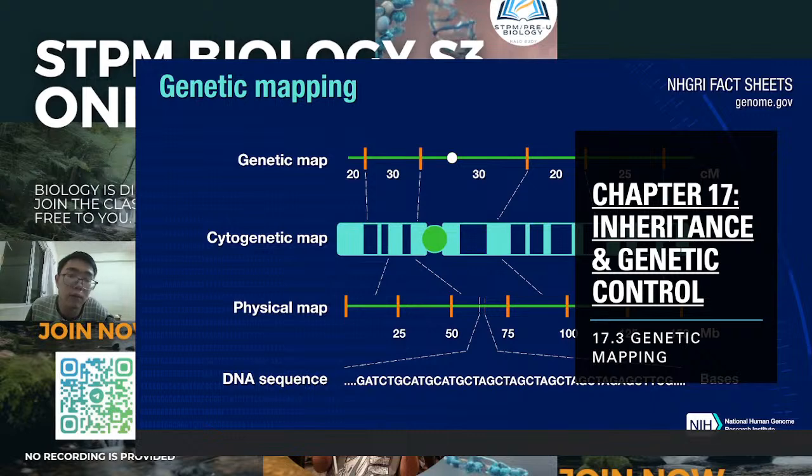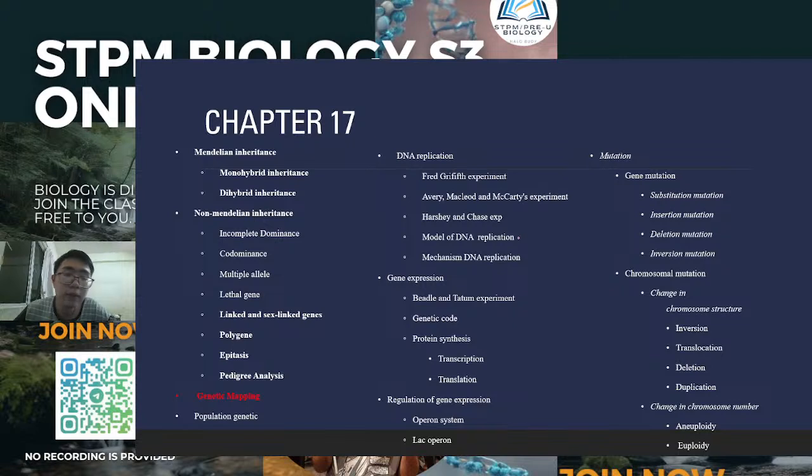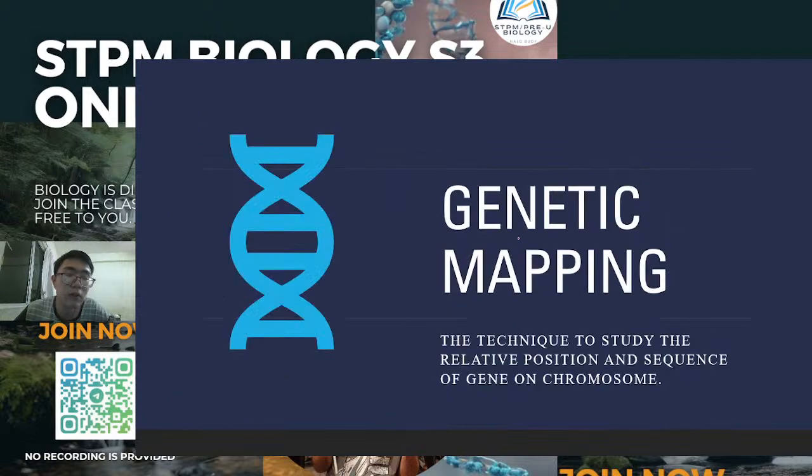Okay, so for today's topic, we'll talk about semester 3, chapter 17, inheritance and genetic control. Today we will cover two topics: genetic mapping and population genetics. Without further ado, let's start now. These two topics are about calculation. So, genetic mapping: what is genetic mapping?